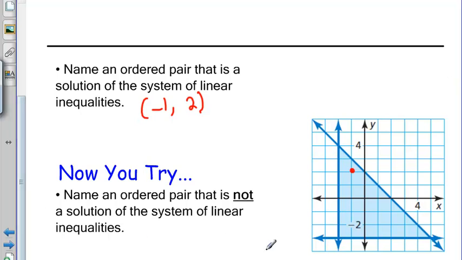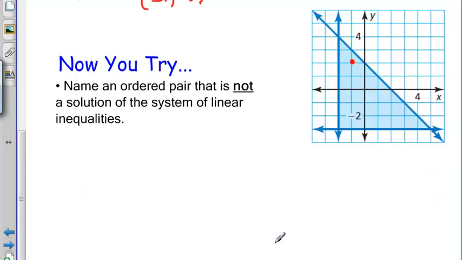So your job is to name an ordered pair that's not a solution of the system of linear inequalities. Maybe you can name a couple. Maybe you could even name another one that is a solution. But at least name one point that's not a solution. And your answers are going to vary.